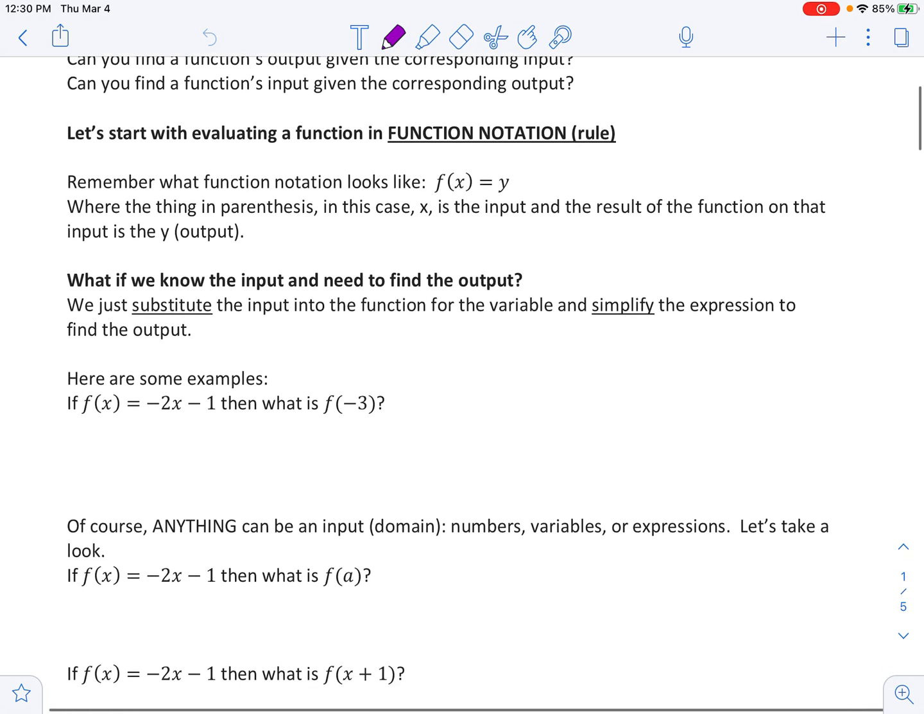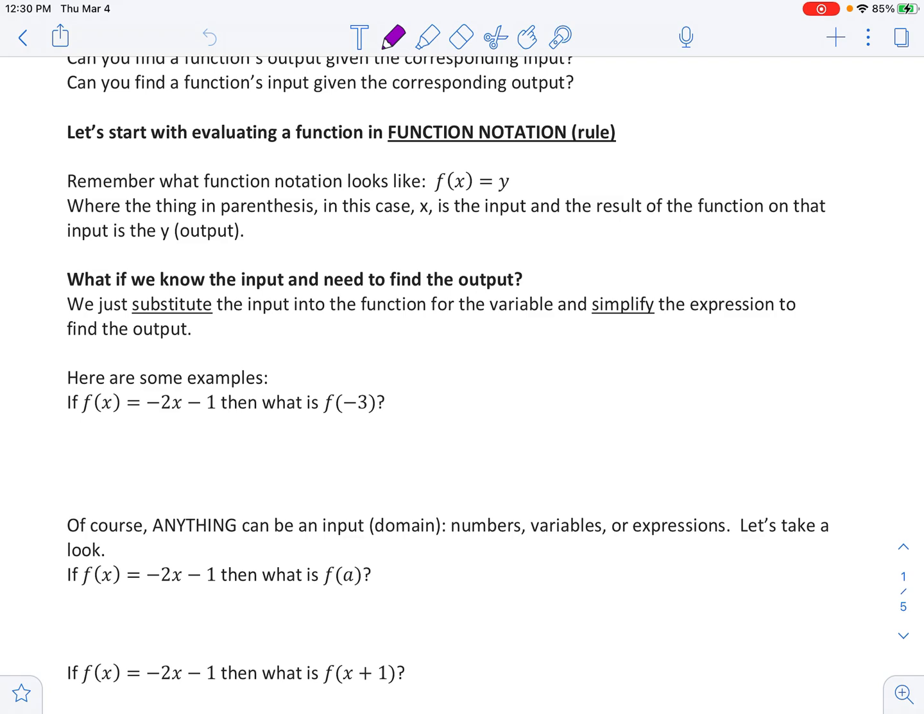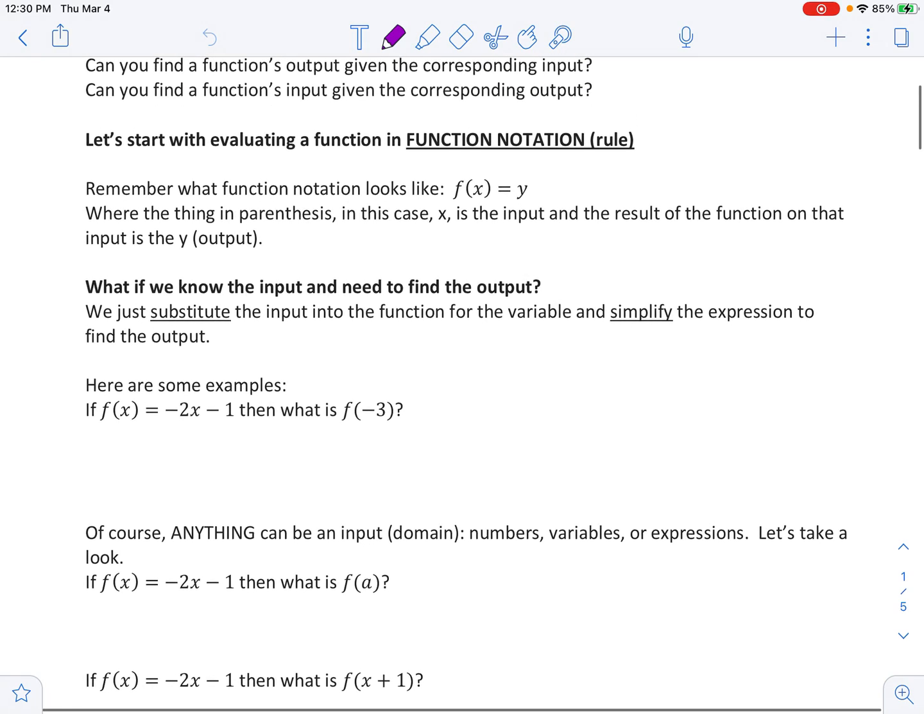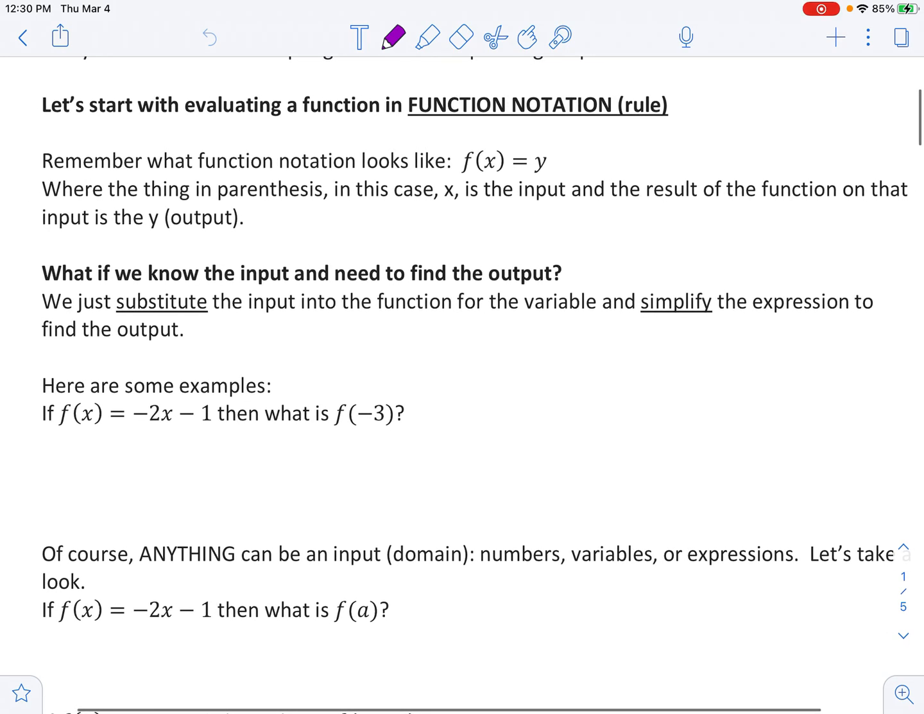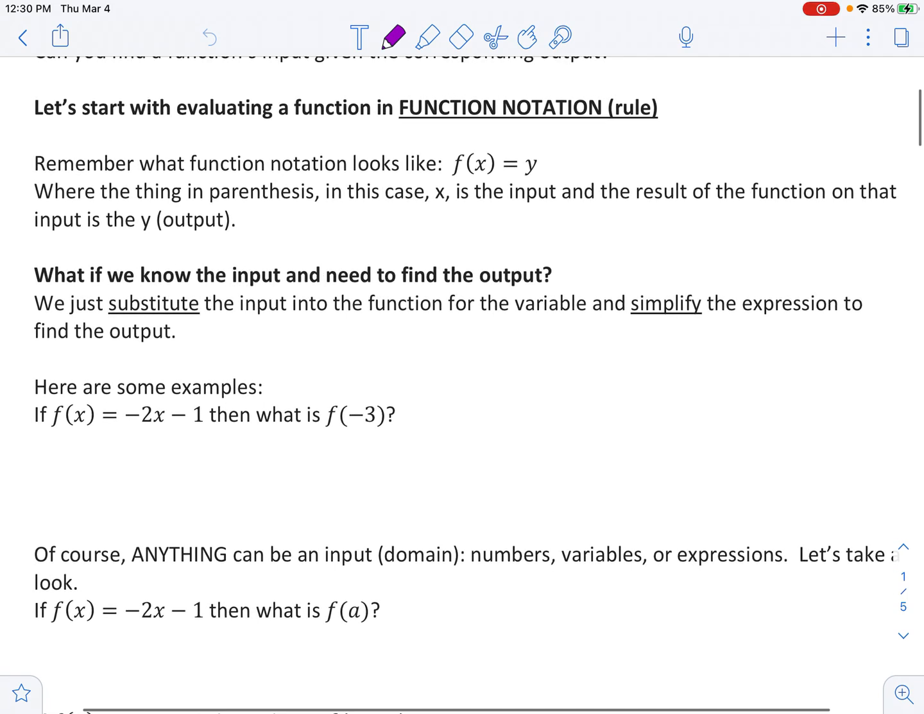in different forms today. We're going to start with evaluating a function that's written with function notation, okay? And that's basically like when we say a function rule, that's what we're talking about in this case. And this is where we use our function notation. And I just want to remind you what function notation looks like.